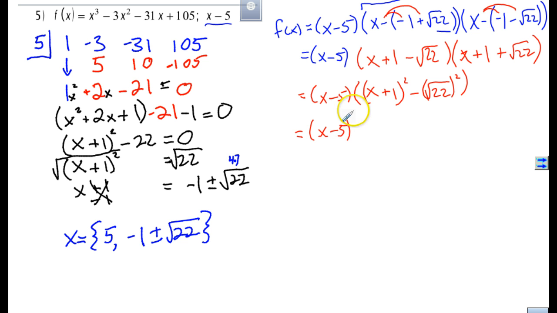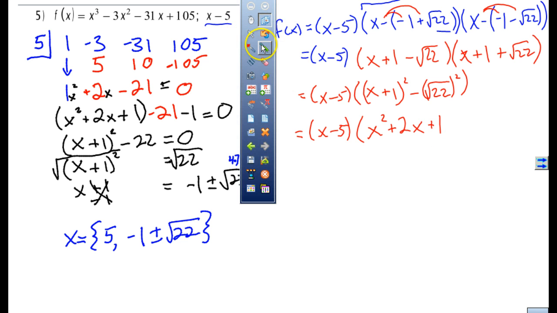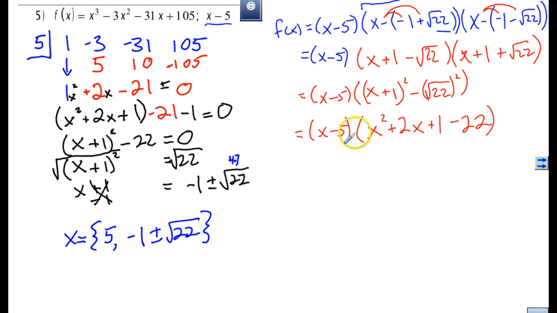What do we get? Okay. What is x plus 1 squared? X squared plus 2x plus 1. And then we have minus 22, because the square root of 22 squared is just 22. The square and the square root cancel out. X squared plus 2x minus 21. Shoot, we finally multiplied those two together.